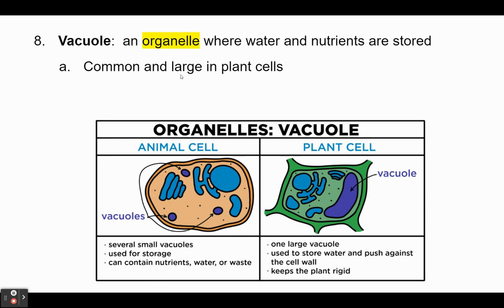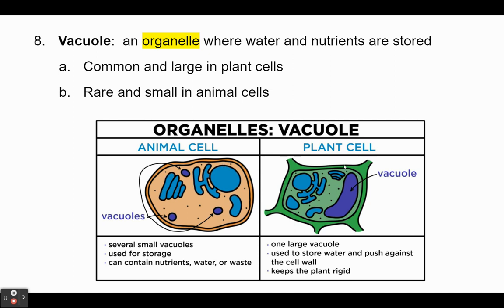Vacuoles are common and large in plant cells. So here's what a vacuole would look like in a plant cell, one really big one. But they are rare and small in animal cells. So in an animal cell, a vacuole would be this small little guy, and we would have multiple tiny ones within an animal cell. They're much rarer in animal cells. They're much more common in plant cells.